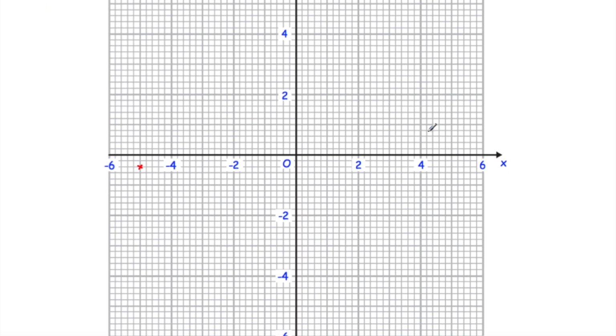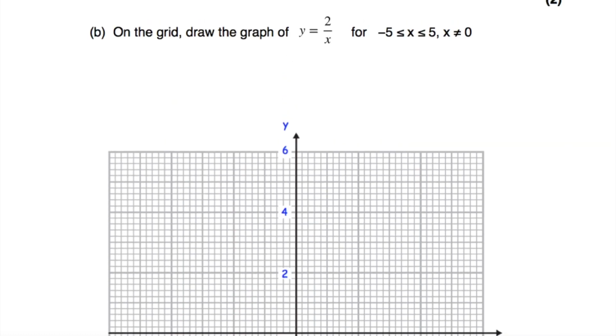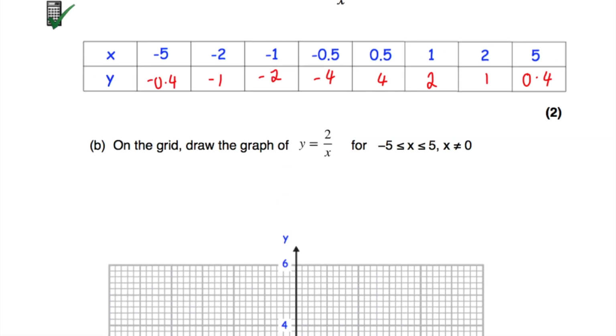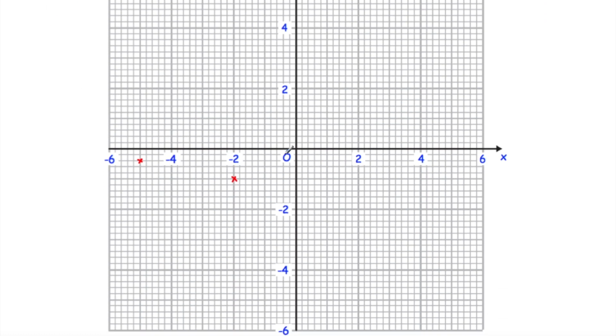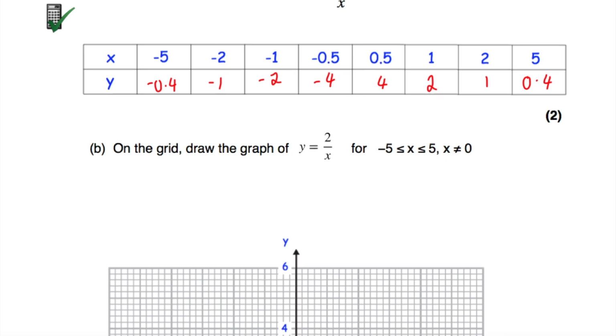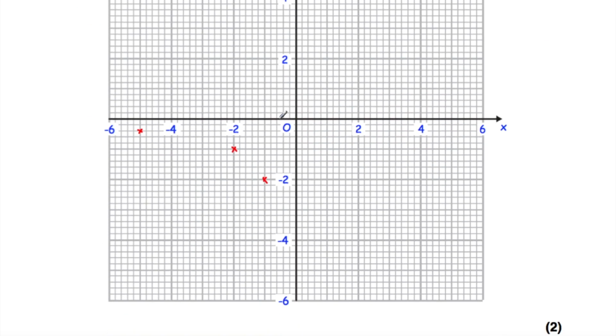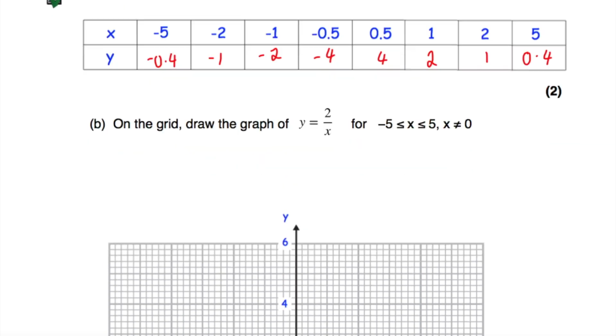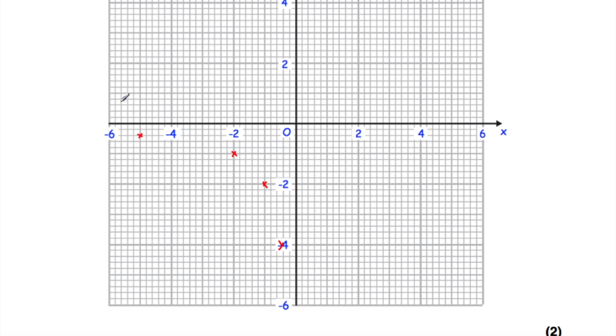-2, -1. So -2's there, -1, so there. Next, we've then got -1, -2. So -1's here, -2's down there. So next is negative 0.5 and negative 4. So negative 0.5 will be there, negative 4 will be down there somewhere. And then that's those points, and that's all the ones on the left hand side of the graph, so all the ones that are negative values for x.